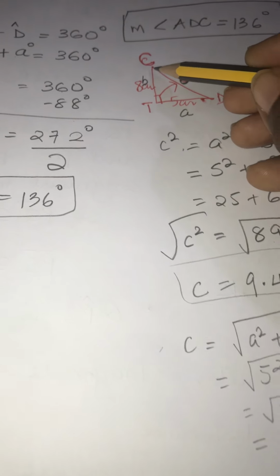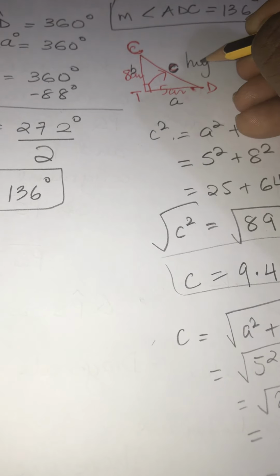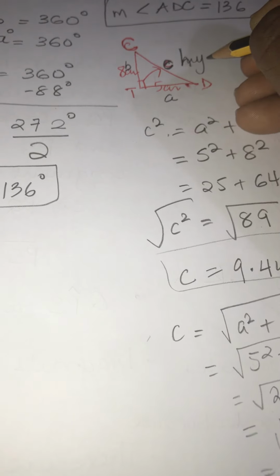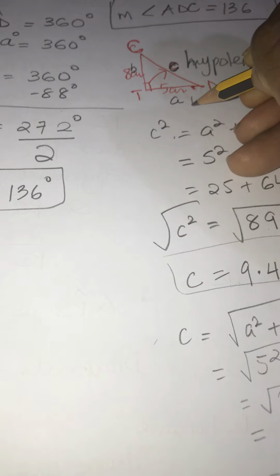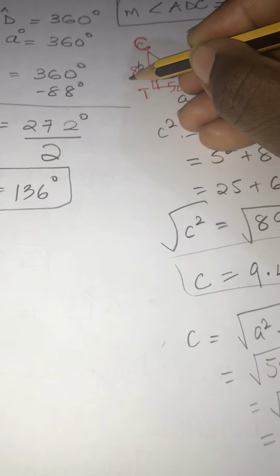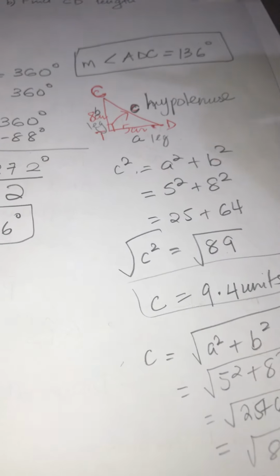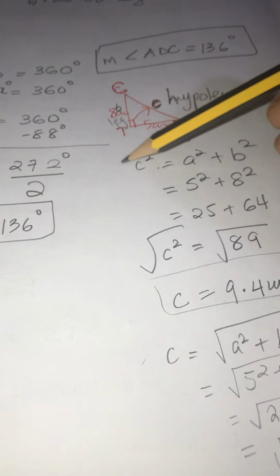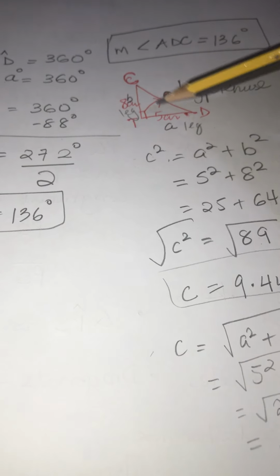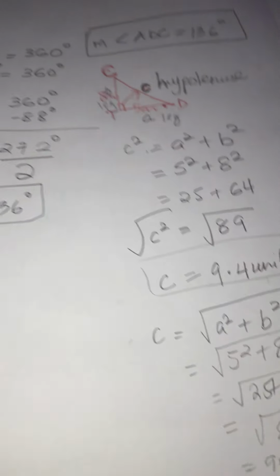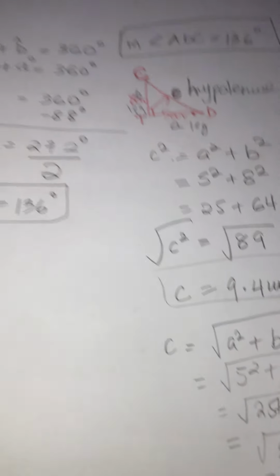And remember, CD is the hypotenuse. Don't forget vocabulary. This is the hypotenuse. And this is leg and leg. Remember that we learned in chapter 5. So the question was looking for the hypotenuse. You're looking for c. The answer you get must be greater than 8 and 5. They must be, because we say the hypotenuse is the longest side in the right triangle.